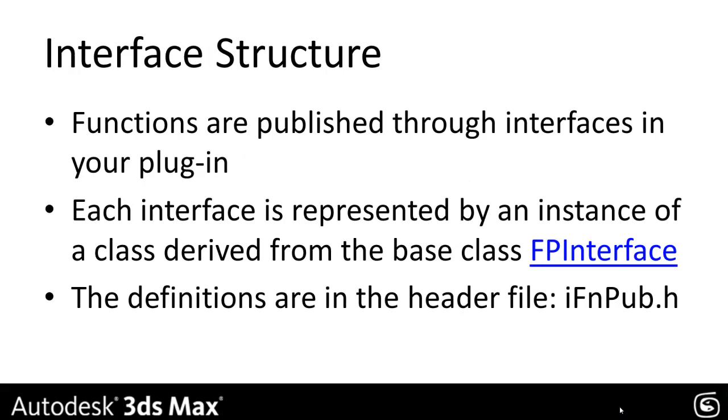There's also an interface structure, so functions that are published through the interfaces are available and easily accessible to outside. Each interface is represented by an instance of a class derived from the base class FP interface. So this is what gives you the fundamental functionality to call the functions between separate plugins, for example. And this is all provided in the single header file ifnpub.h. So it's the interface function publishing system.